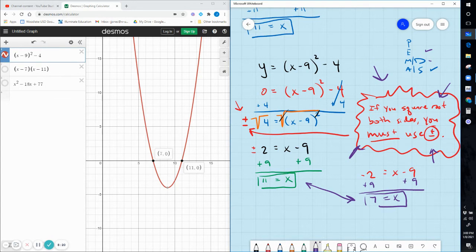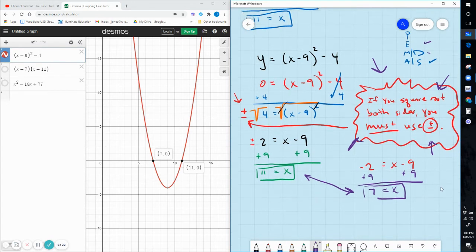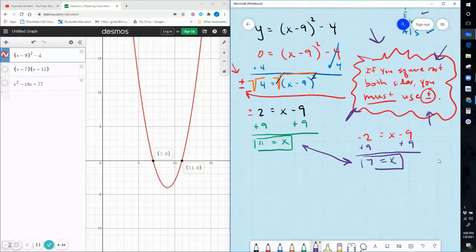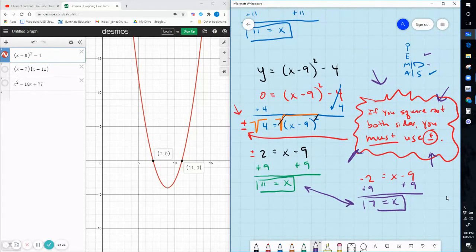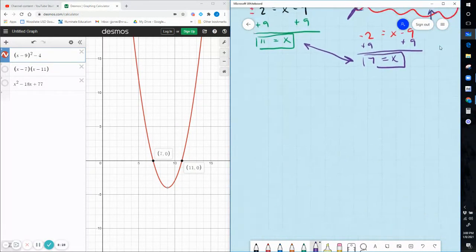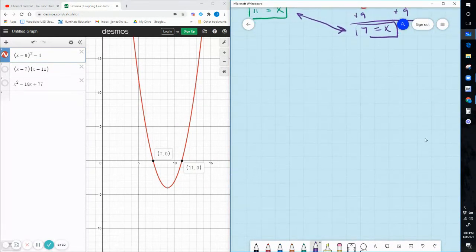Now, I know you're thinking, what the heck's up with that plus or minus? Why do we have to do that? Make sure you pause if you don't have this in your notes because you need this. Okay, let's talk about that, and then we're going to go on to this last one.